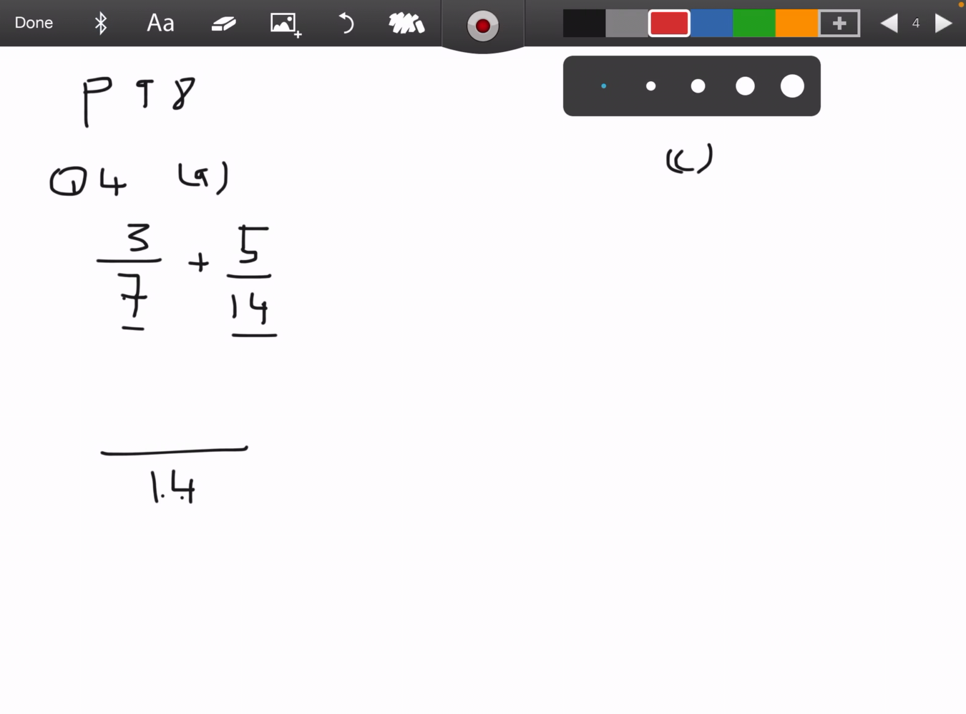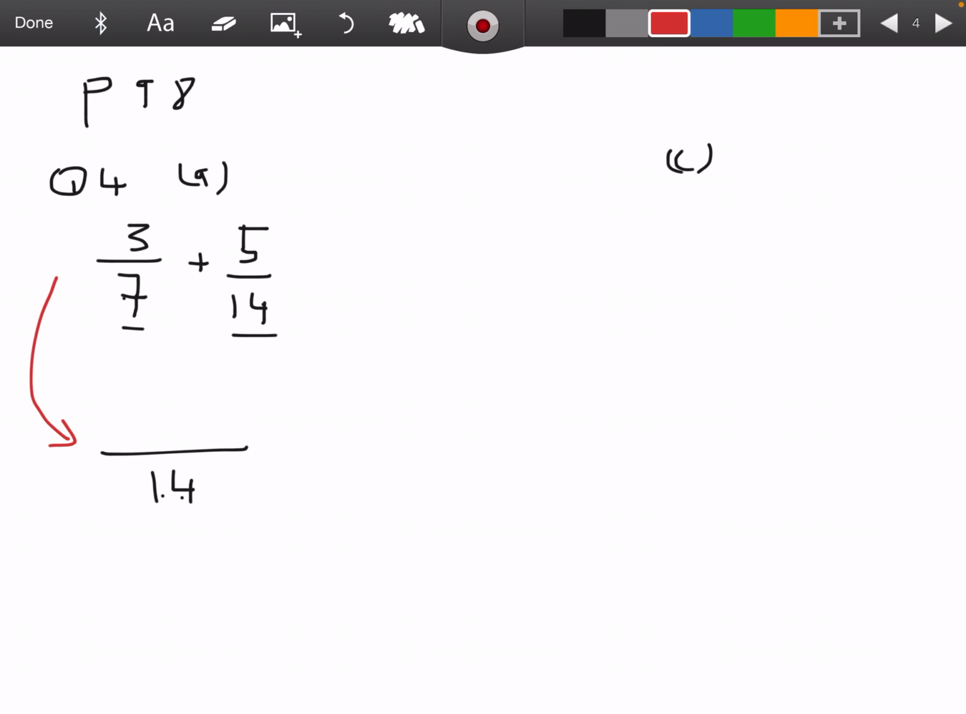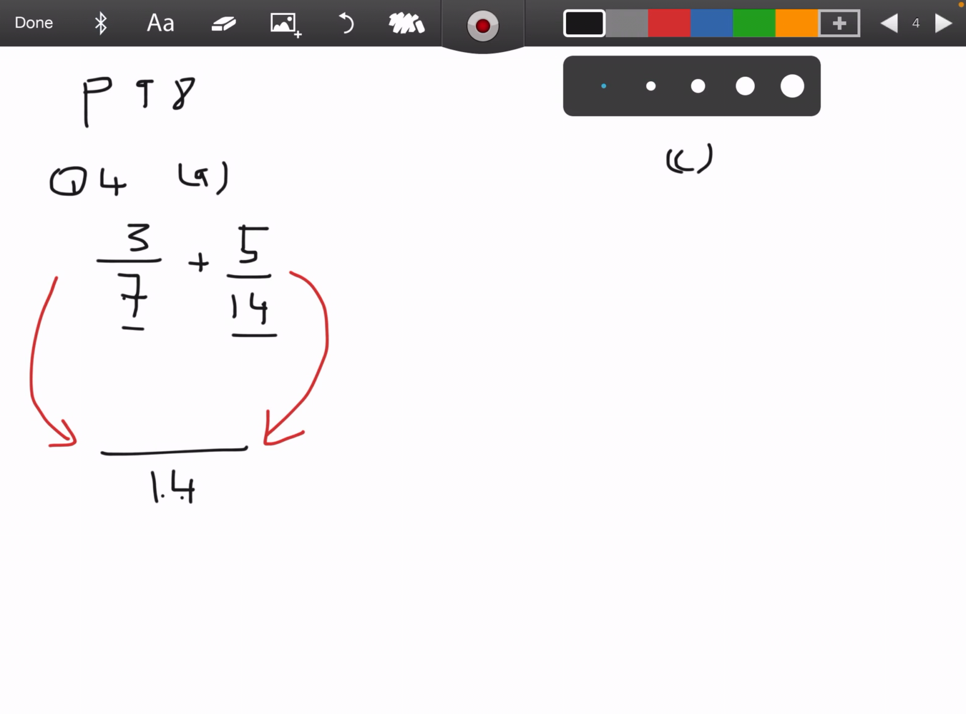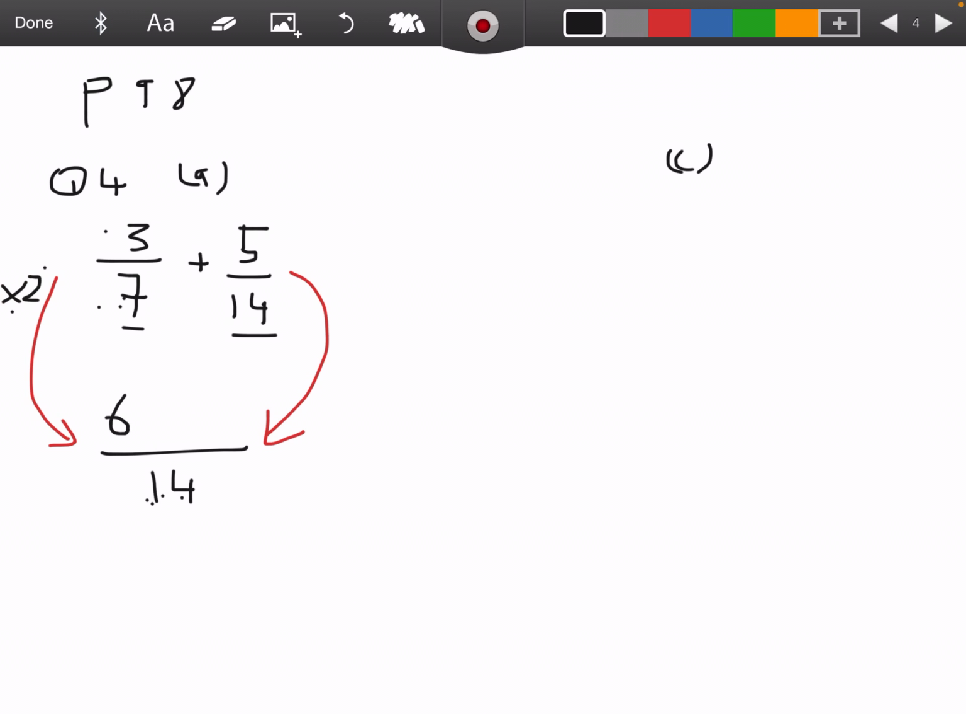So what I can do, first of all, to change 3/7 to something over 14, what do I have to do? 7 is becoming 14 and it's doing that by multiplying by 2. So if I multiply 7 by 2 to give me 14, that means I have to multiply 3 by 2 and that will give me 6. So instead of 3/7, I've got 6/14. And then over here, for the second one, 5/14, I don't need to change anything. The denominator doesn't change, which means the numerator doesn't change. So I've still got 5/14, and I add them together to give me 11/14.